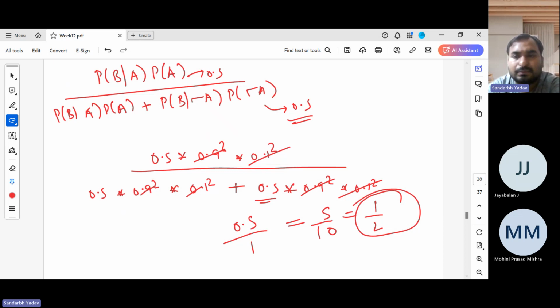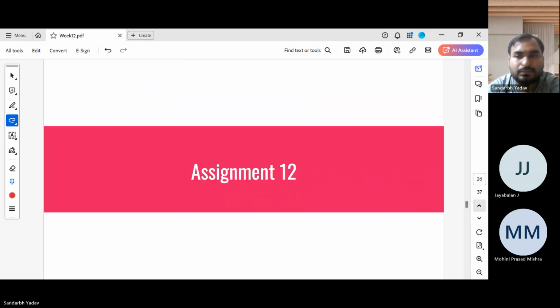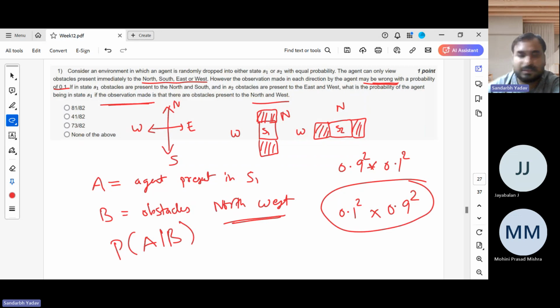So let's see. 81 by 82, definitely not. Okay, 41 by 82 is 1 by 2. Right, so this is the answer. Either way, for an assignment I shouldn't have given this, but you need to be careful. You should not search for just 1 by 2. It might be possible that one of the options reduces to 1 by 2, so you need to check that also. The others will be wrong here.